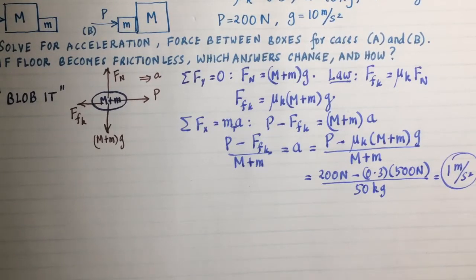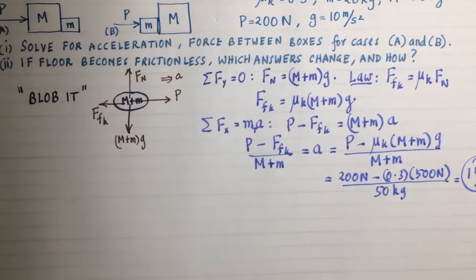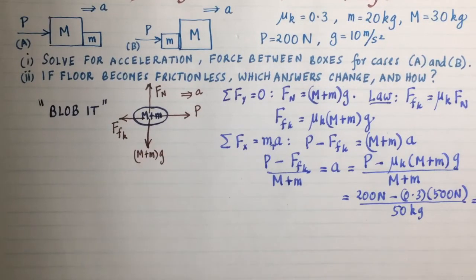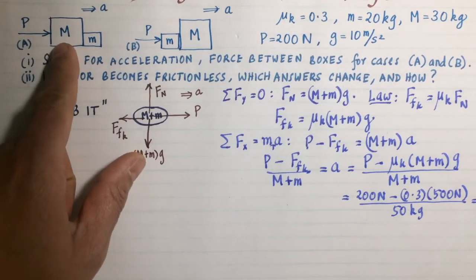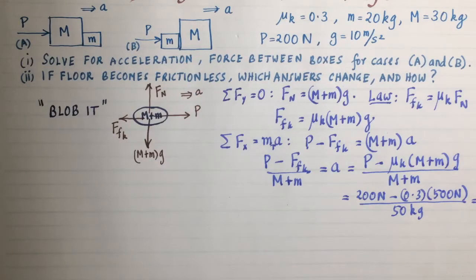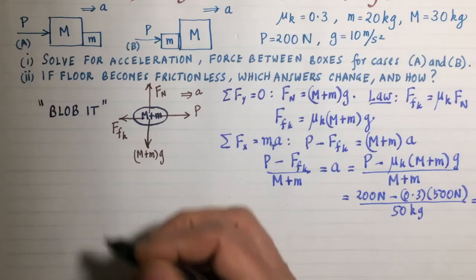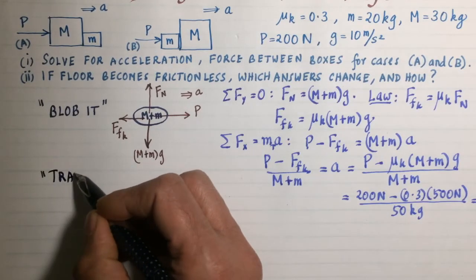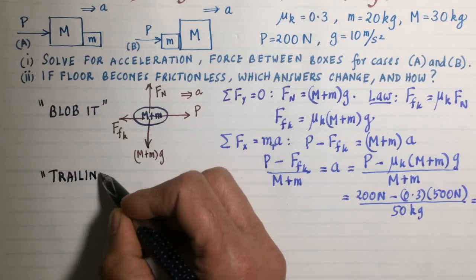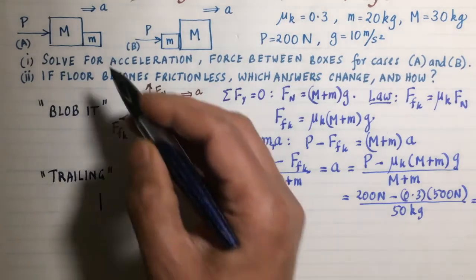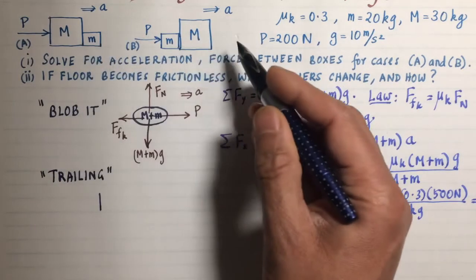Now, how do we find the force between the boxes? You have an option here to split up this blob. We can either look at the mass that's been directly pushed, or you can look at the mass that's trailing. The mass that's trailing is easier to analyze because there's just one force acting on it. So let's consider the trailing mass. So these are all important strategies in solving problems. The trailing mass, which is going to be different in both cases, here it's going to be little m and there it's going to be capital M.